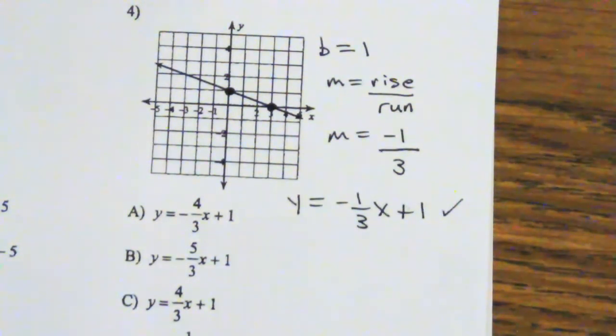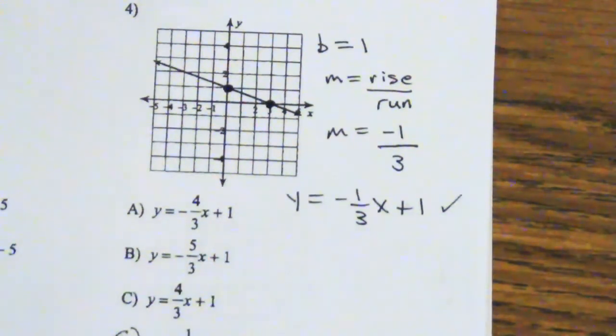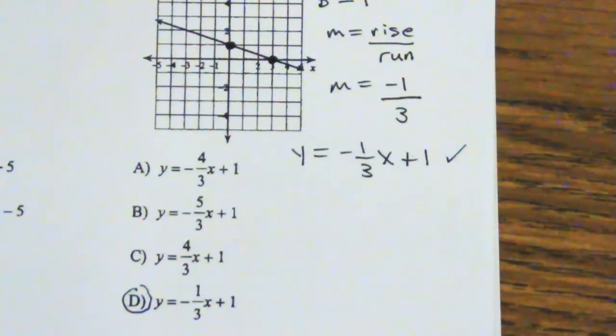What did you choose for your answer? It's going to be D. My slope is negative 1/3. Oh, you couldn't see it. My bad. Yeah, it's going to be D. My slope is negative 1/3, and my y-intercept is going to be positive 1.